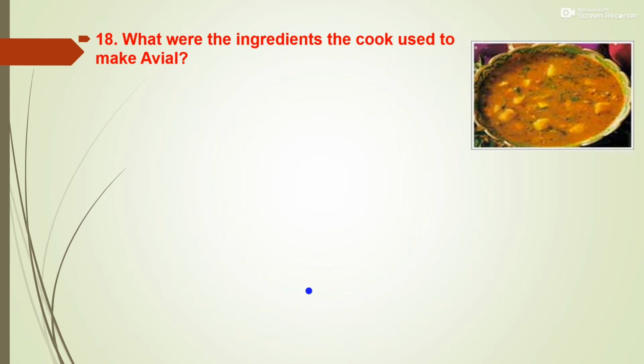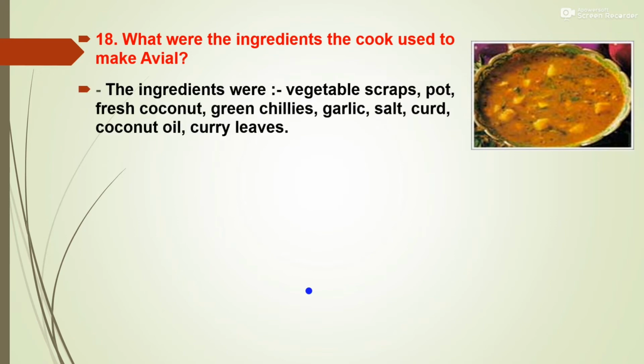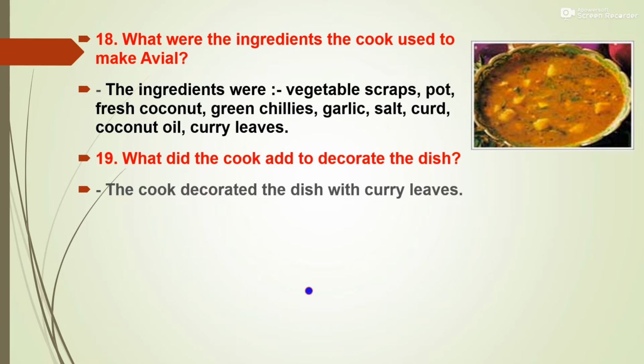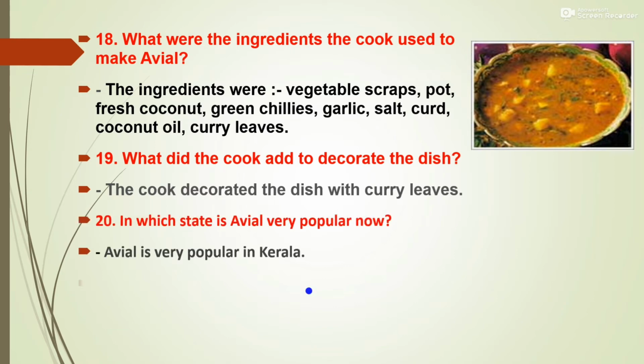What were the ingredients the cook used to make Avial? The ingredients were vegetable scraps, pot, fresh coconut, green chilies, garlic, salt, curd, coconut oil, and curry leaves. I think pot will not be included in the ingredients, so it should be omitted, students. Vegetable scraps, fresh coconut, green chilies, garlic, salt, curd, coconut oil, and curry leaves will be the answer. What did the cook add to decorate the dish? The cook decorated the dish with curry leaves. In which state is Avial very popular now? Avial is very popular in Kerala.